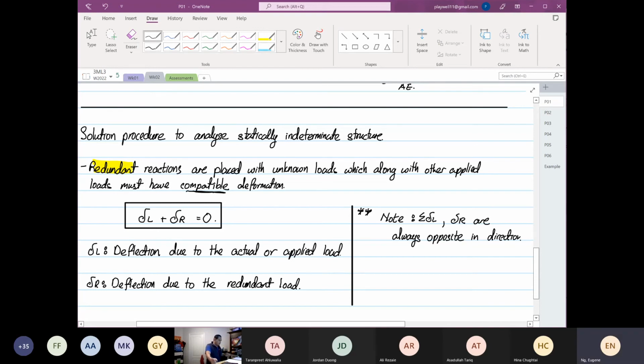So what do I mean by that? We're going to have two cases: case number one and case number two. If the summation of the applied load is positive, let me draw a table form.